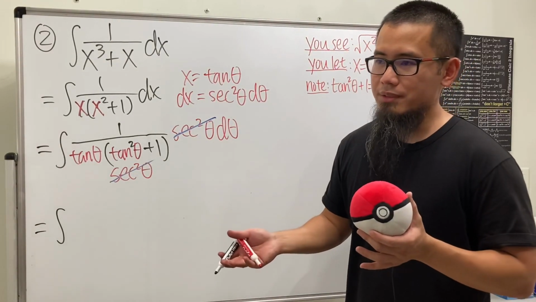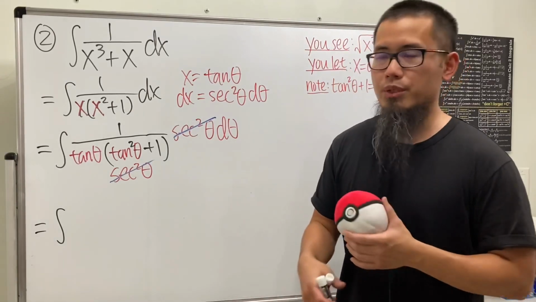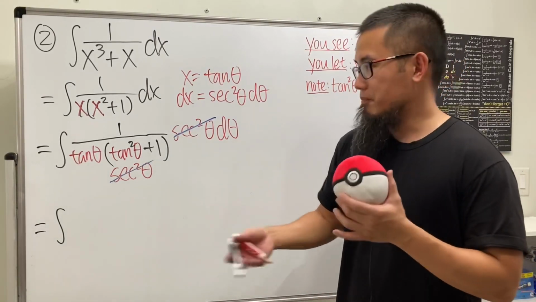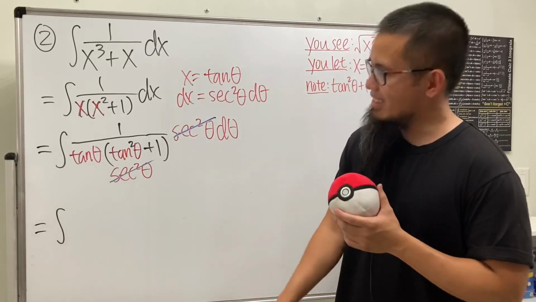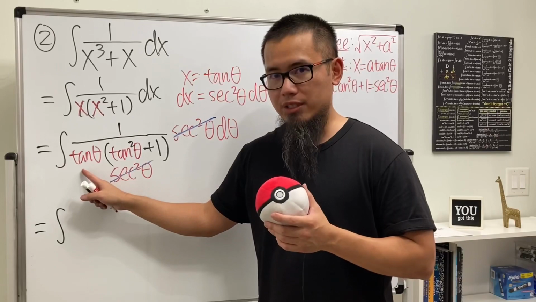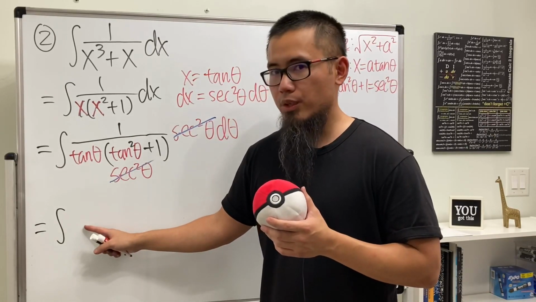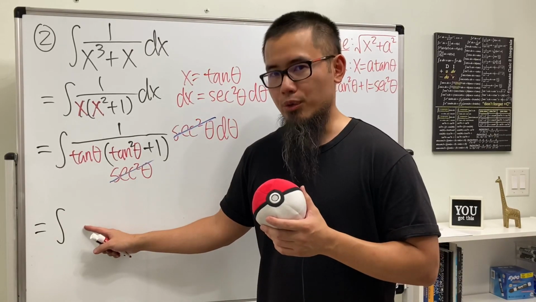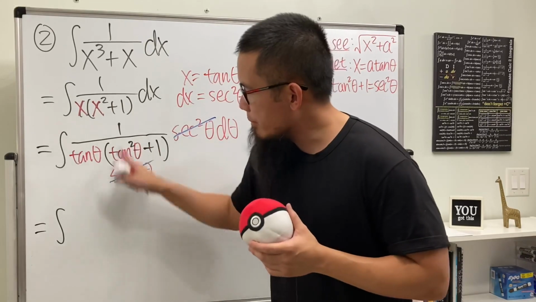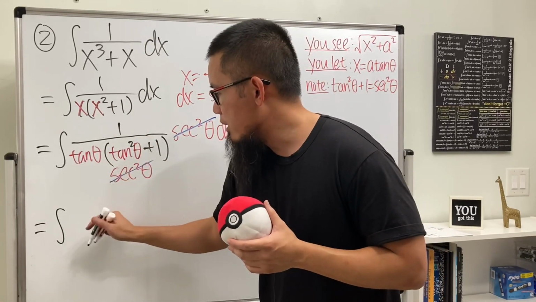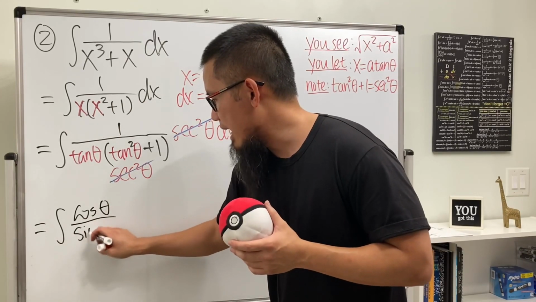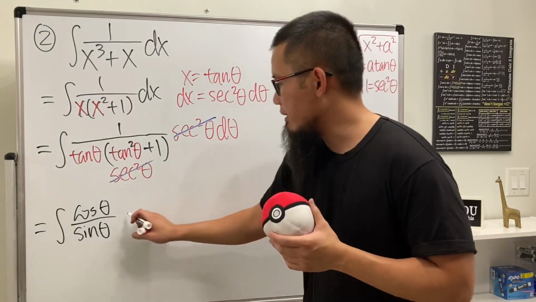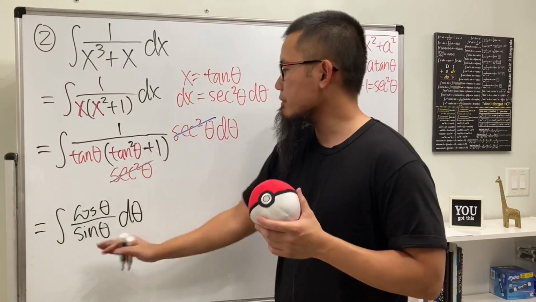It's just cotangent, and if you know the standard result, you can just go ahead and put down the answer. But let me just do that for you guys. 1 over tangent is the same as cotangent, which is cosine over sine. So I'm going to put down cosine theta over sine theta, and then we have the d theta here.